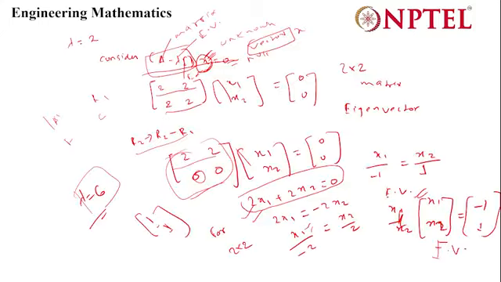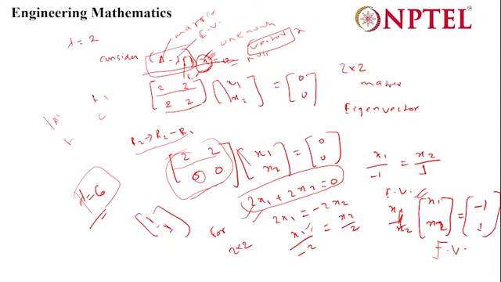Excuse me, ma'am. I have a doubt. Do we always get an infinite number of solutions out of this equation? Like we get x1 and x2 in the form of a ratio, right? Which means that we are getting infinite solutions from this.